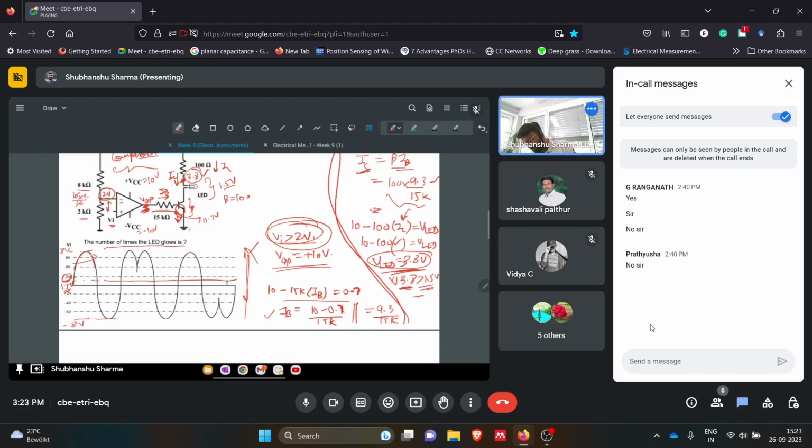So it will be glowing at this point, but then it will turn off here, because it is less than 1.5 volts. Then again it will be glowing here, and again here. It will be off at this location. You may think there is a dip here, but this dip is not less than 1.5 volts. That's why the LED will remain glowing in these two peaks. So how many times will the LED glow? It will glow 3 times.